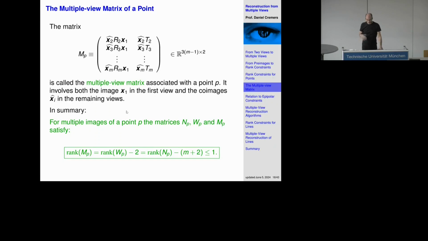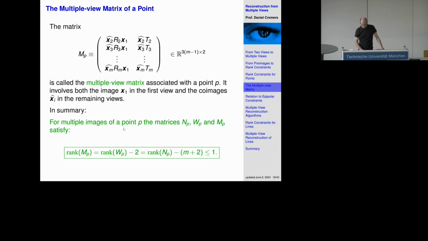And so to summarize, in the study of looking at projections of a single point large X projected into multiple images, we can construct this multi-view matrix, a matrix with 2 columns. We can construct different matrices, but this matrix has a rank that is the same as rank WP minus 2, and the rank of WP was the rank of NP minus M plus 2. And all of these matrices have a rank bounded by 1 in order to have a reconstruction. And they have a rank exactly 1 if the reconstruction should be unique.